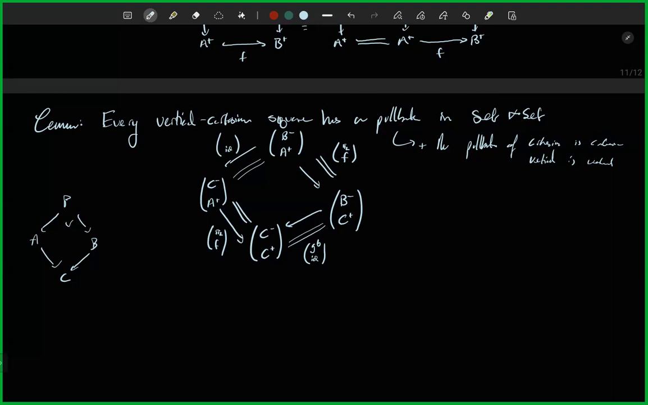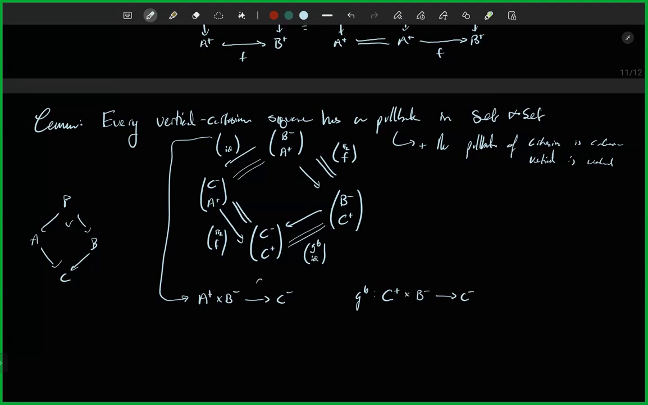So we need to put something up there. The thing up here has to go from A plus times B minus to C minus. And what the G flat is, it goes from, sorry, it goes from C plus times B minus to C minus.